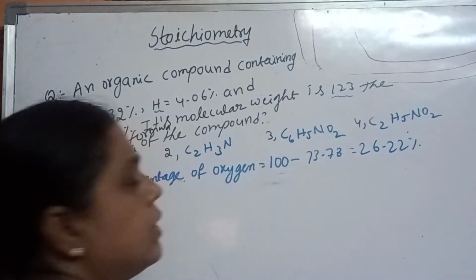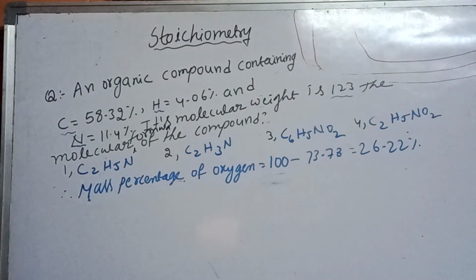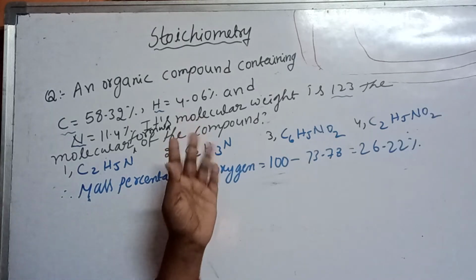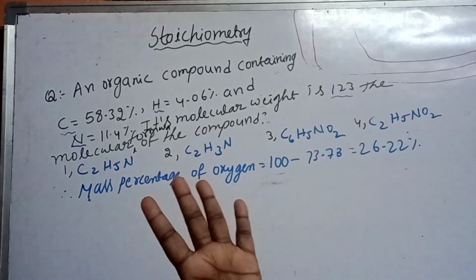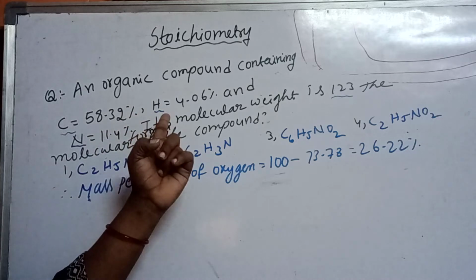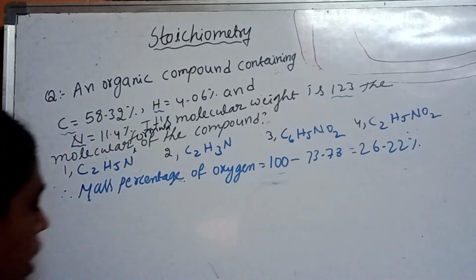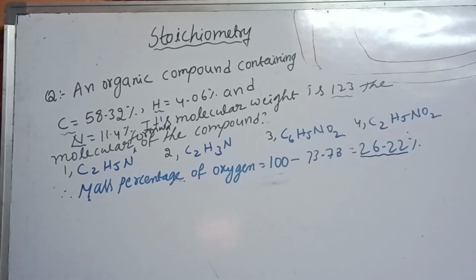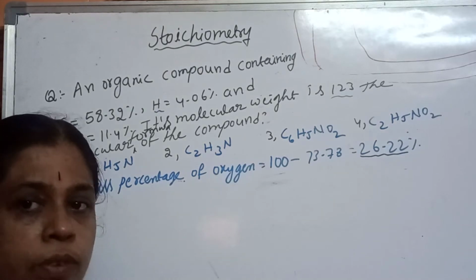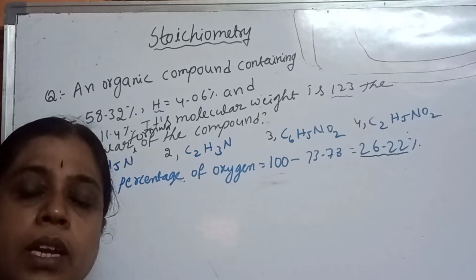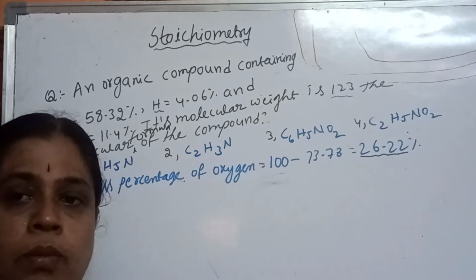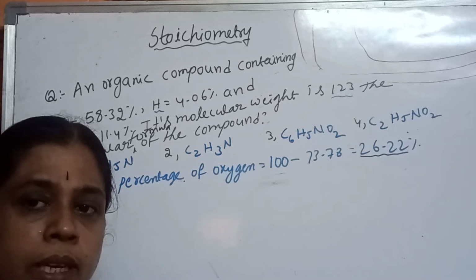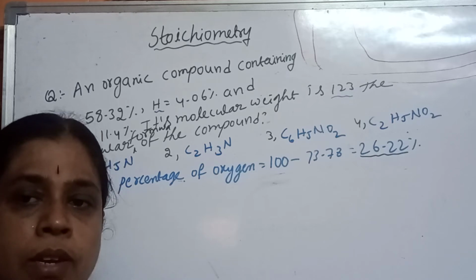26.22 percent. So from this data you have to know that the given organic compound contains 4 elements. What are they? Carbon, hydrogen, nitrogen and oxygen. This is the mass percentage of oxygen. By knowing the mass percentages of the elements, we can first calculate the empirical formula, and by knowing the empirical formula, we can then calculate the molecular formula.